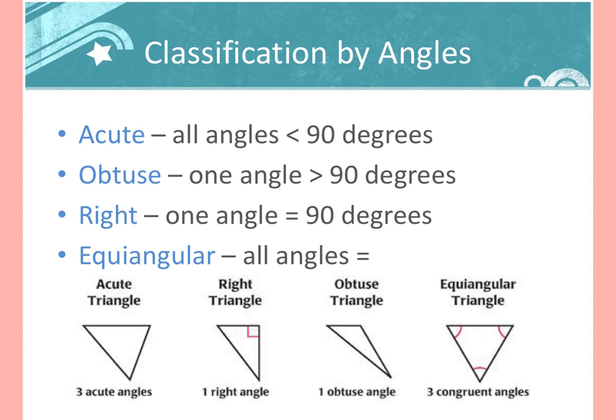There are 4 ways to classify it by its angles. If they are all less than 90 degrees, it is acute. If one of the angles is greater than 90 degrees, and it can only be 1, then it's obtuse. If one of the angles, and again can only be 1, is equal to 90 degrees, then that triangle is a right triangle. And if they are all equal to each other, then it is equiangular.